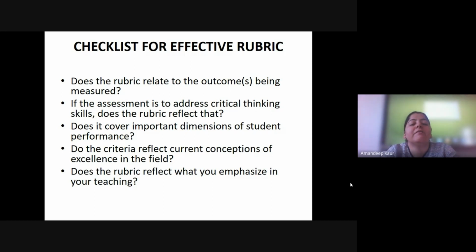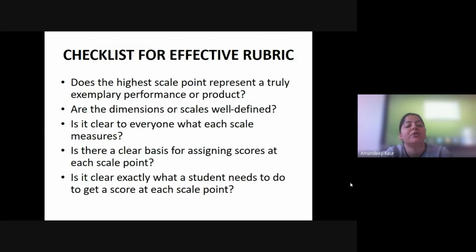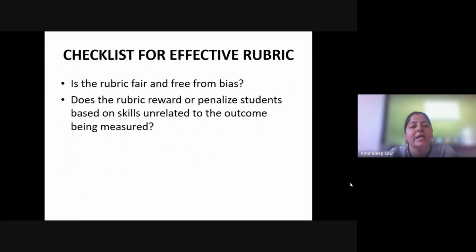Do the criteria reflect the current conception of excellence in the field? Does the rubric reflect what you emphasize in your teaching? Your assessment must be related to your teaching activities only. Does the highest scale point represent a truly exemplary performance or product? Are the dimensions or scales well defined? Is it clear to everyone what each scale measures? Is there a clear basis for assigning scores at each scale point? Is it clear exactly what a student needs to do to get a score at each scale point?